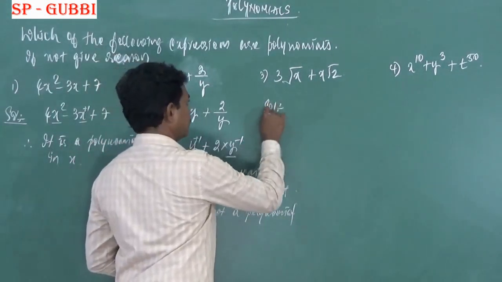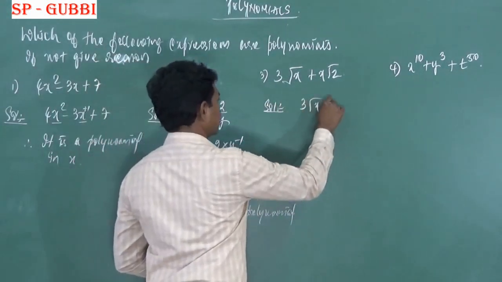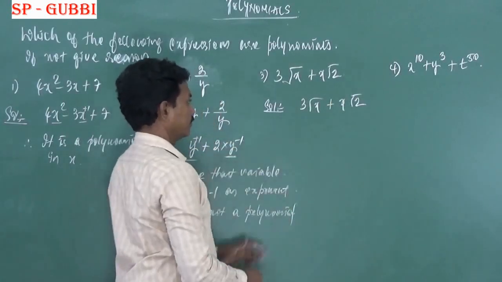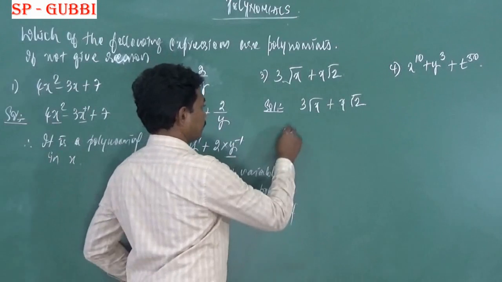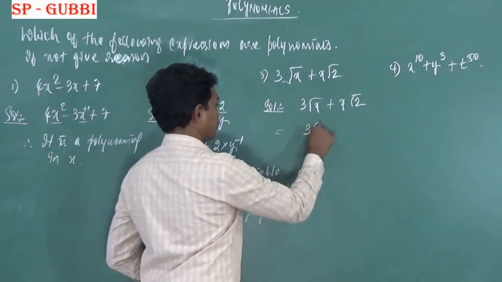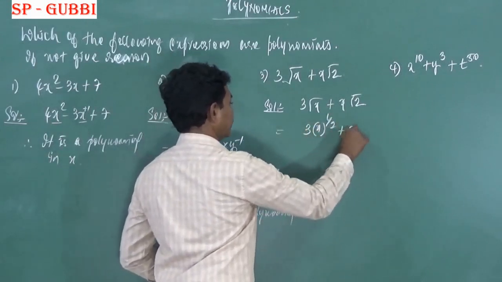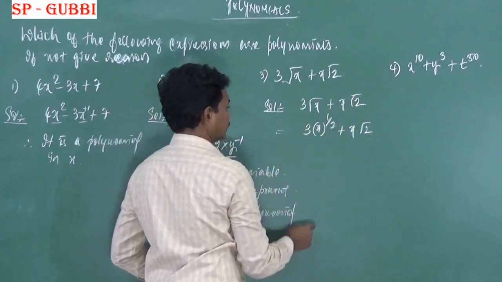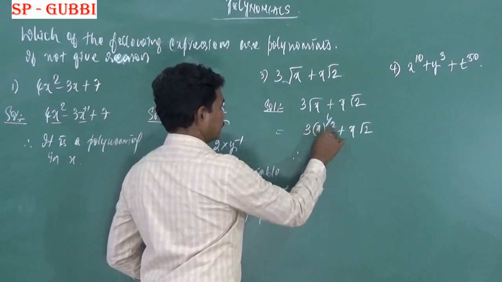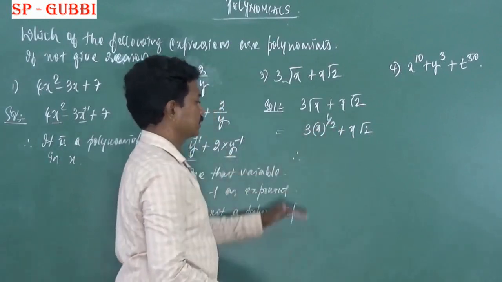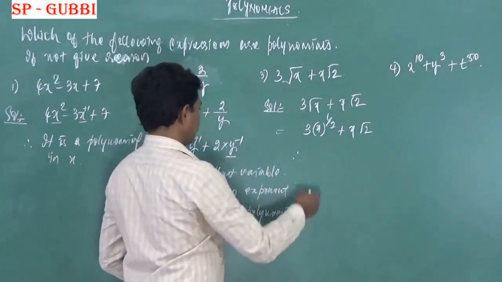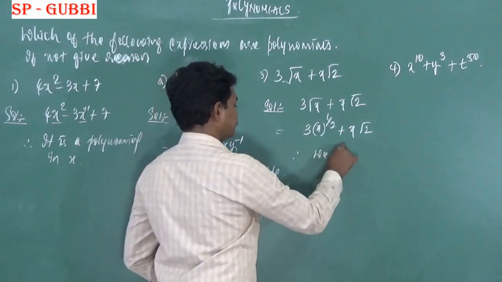3 root x plus x root 2. So I hope you can write it in the standard, that is exponential form. So 3x to the power 1 by 2 plus x root 2. So here root symbol is for 2, not for x. So therefore x has the exponent 1 by 2, which is not a whole number.